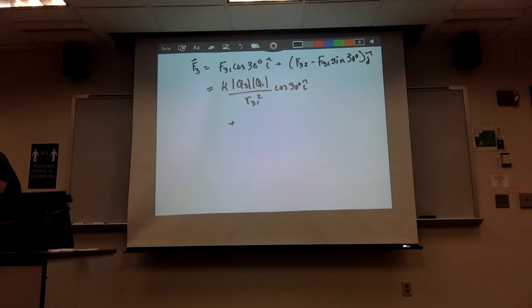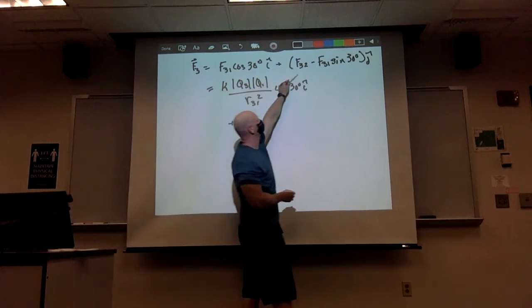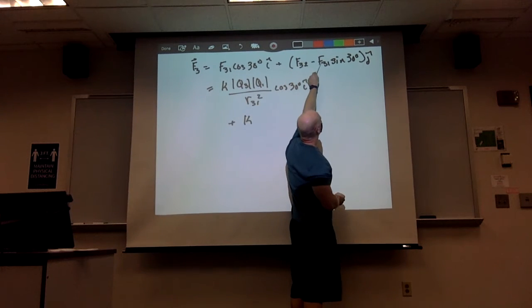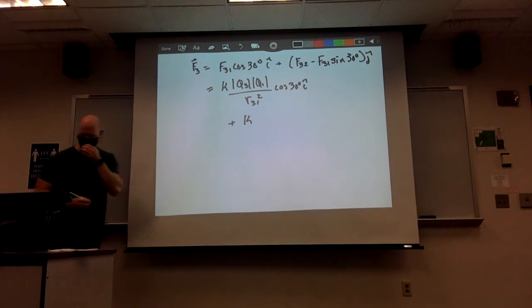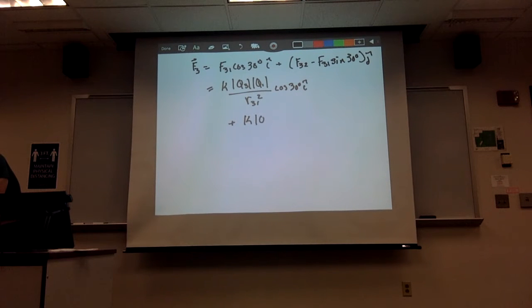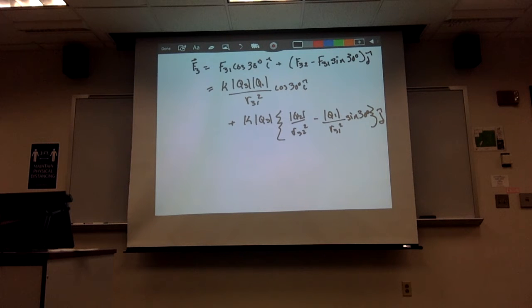And then I'm going to have plus, so I'm going to factor some things out here. I have a k for both of these 2 terms. I'm going to factor that out. I'm also going to have a Q3 from here and a Q3 from here. So I'm going to factor those out as well. I'm going to get a magnitude of Q3 times the magnitude of Q2 divided by the distance R32 squared minus the magnitude of Q1 divided by the distance R31 squared, all times sine of 30 degrees in the j hat direction. Okay with this?